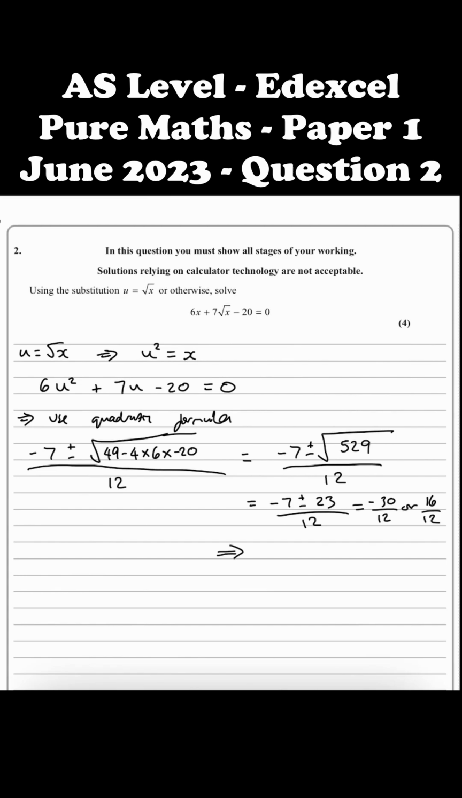So therefore u equals, we'll simplify this down to minus 5 over 2, or 4 over 3. Now, we're told in the question we're using the substitution u equals the positive root of x. So what I'm going to do is discount this one and just leave us with 4 over 3. Therefore, x is just u squared, is just 16 over 9, and that is our answer.